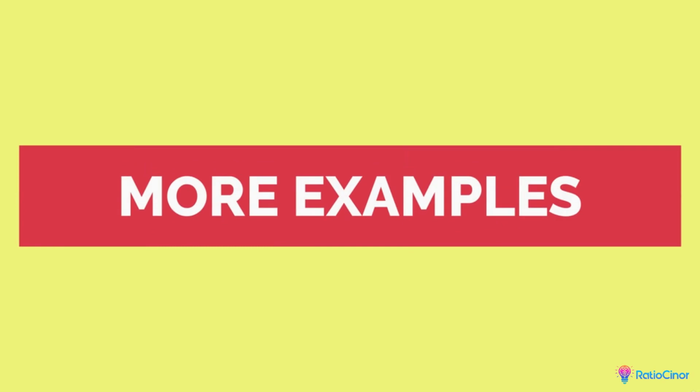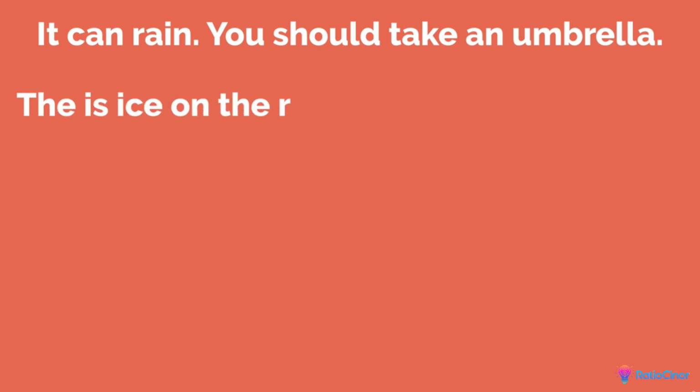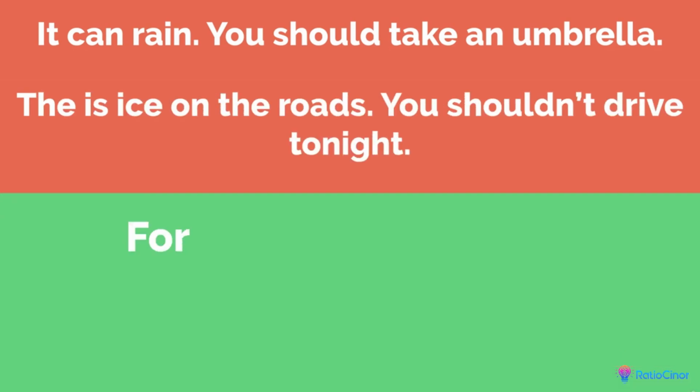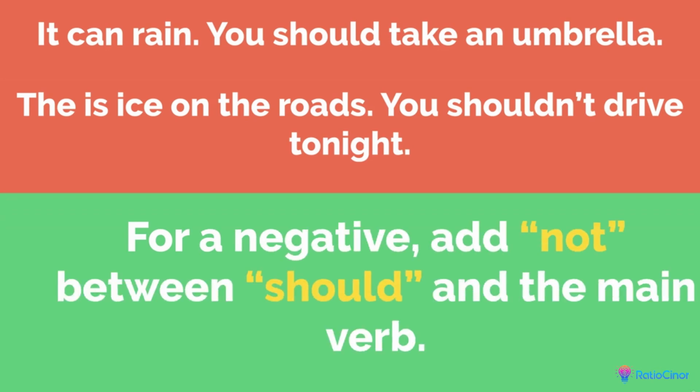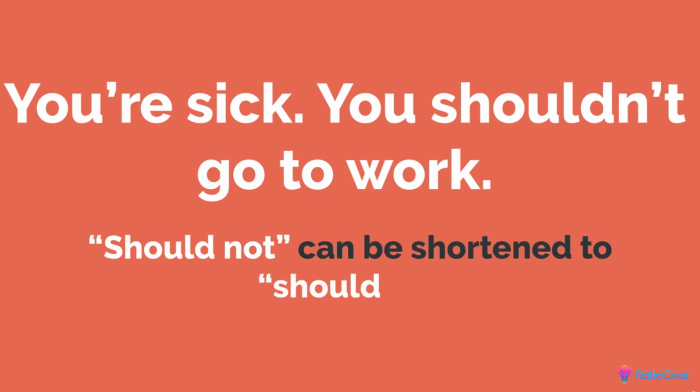More examples. It can rain. You should take an umbrella. The ice is on the roads. You shouldn't drive tonight. For a negative, add not between should and the main verb. You're sick. You shouldn't go to work. Should not can be shortened to shouldn't.